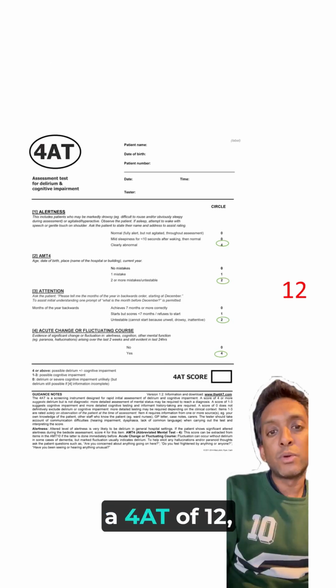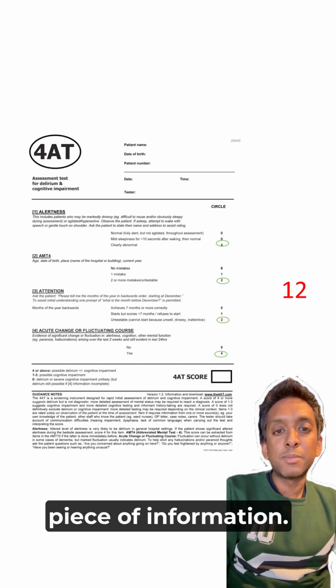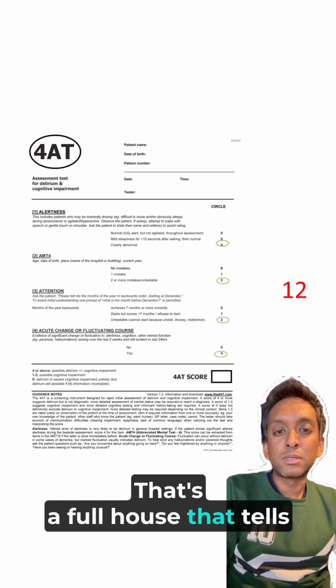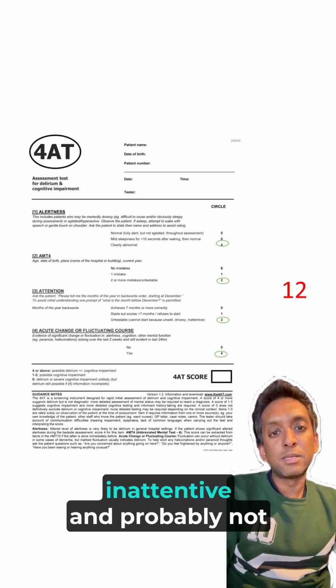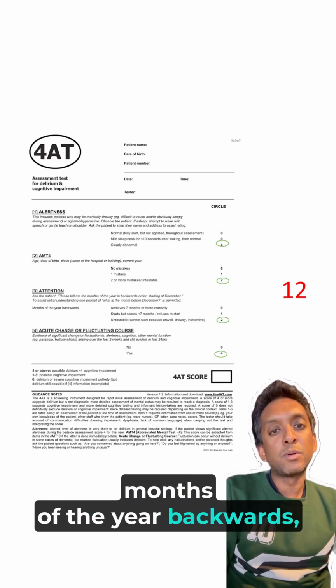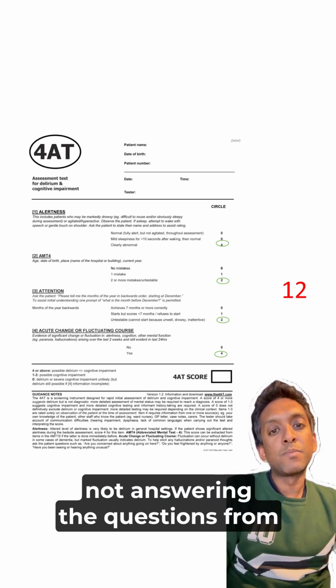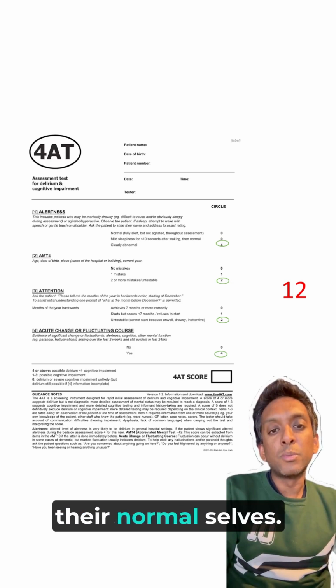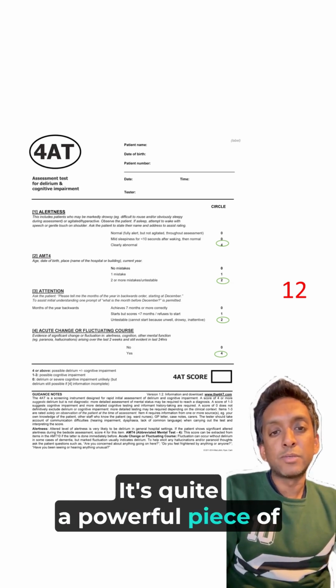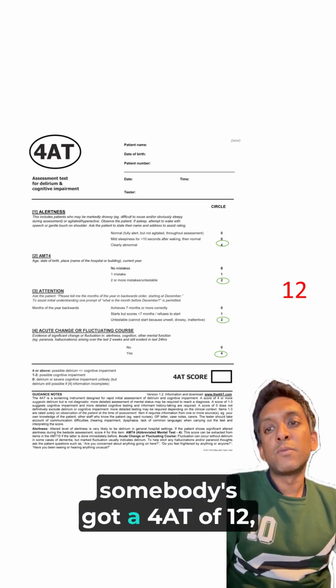If we jump to, say, a 4AT of 12, well, that's quite a dramatic piece of information. That's a full house that tells you that somebody is acutely confused, really inattentive, and probably not answering the questions from the months of the year backwards, not answering the questions from AMT4, and they're not their normal selves. It's quite a powerful piece of information to tell me that somebody's got a 4AT of 12.